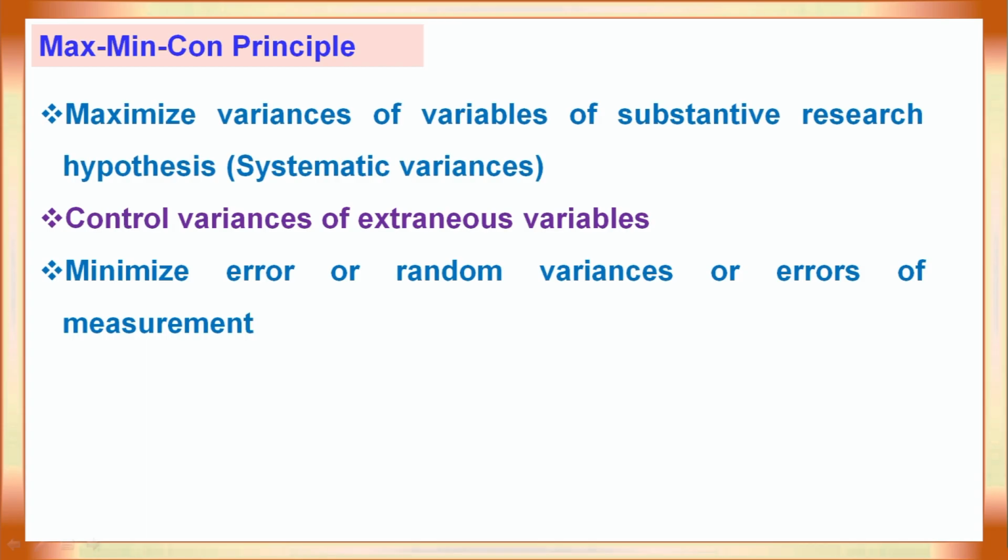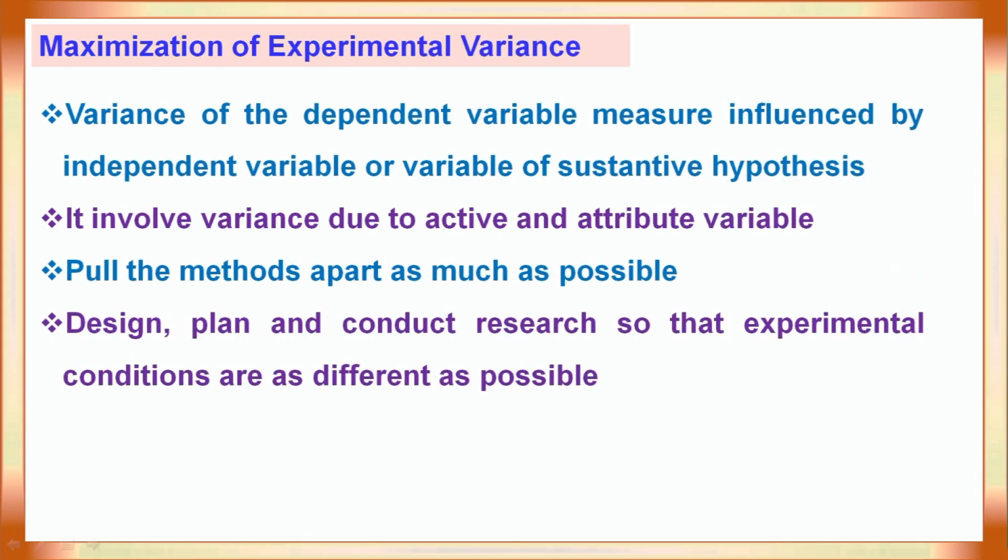And third is the minimization of the error or random variance, or error of measurement. So, now how to do that? The first one is the maximization of the experimental variance. As I already told, experimental variance is the variance of the dependent variable measure that is influenced by the independent variable, or by the variables which are part of your hypothesis.